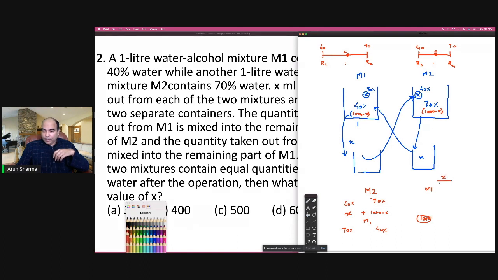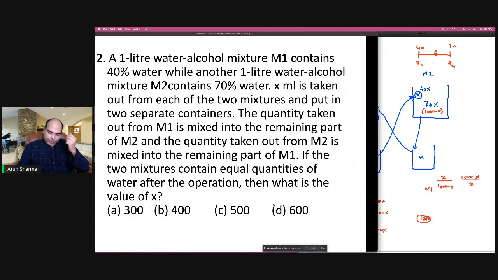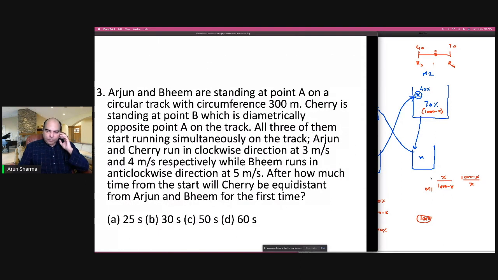And so symmetrically, you don't need to do all this. I'm just explaining this algebraically also to you. X upon 1000 minus X and 1000 minus X upon X should be equal. And this can only happen at X is equal to 500. The ratio should be equal. That's the whole logic. So C is the answer. And you can actually close this, logically you can close this much, much earlier.